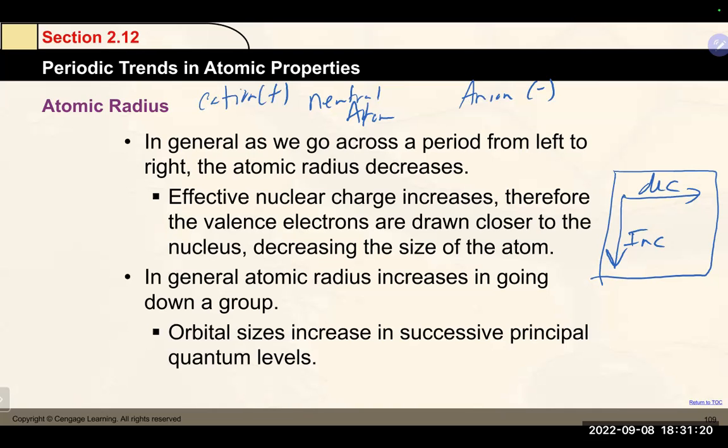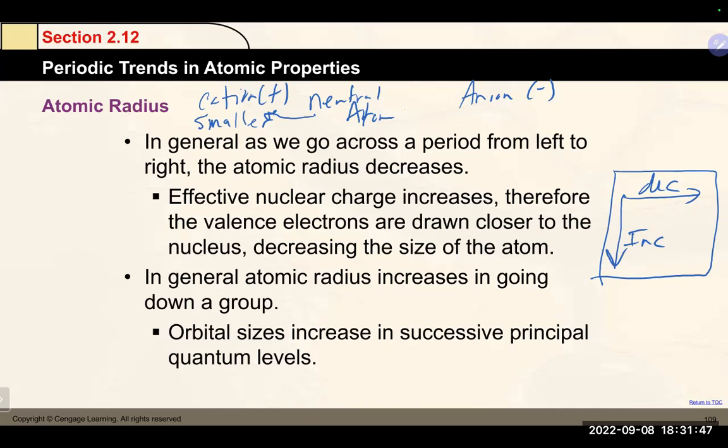When a neutral atom becomes a cation, is the cation larger or smaller than the neutral guy? It is going to be smaller. Once again, it is going to lose electrons, which means its outer electron cloud is going to shrink as it loses electrons. So the positively charged ion will be smaller than the neutral atom in general.